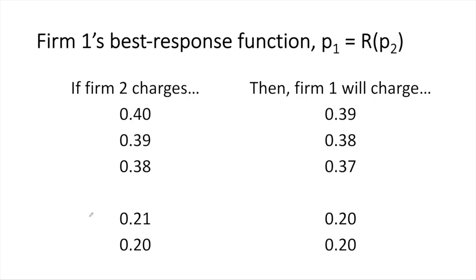Now let's go down to the point where firm 2 is charging 21 cents. At that point, firm 1's best response is to charge 20 cents. Again, that's a little bit less than firm 2 is charging, and it's greater than or equal to, or in this case, equal to its marginal cost of production. Then if firm 2 charges 20 cents, firm 1's best response is to charge 20 cents. So there you have the Nash equilibrium. Both firms will charge 20 cents. So again, if firm 2 is charging 20 cents, firm 1 will charge 20 cents, then firm 2 will charge 20 cents, etc. So you have this Nash equilibrium.